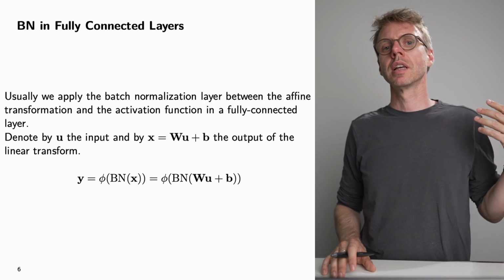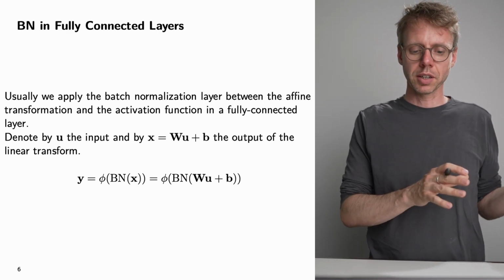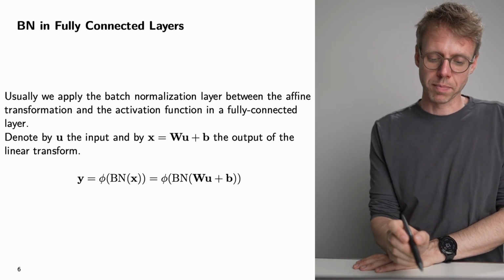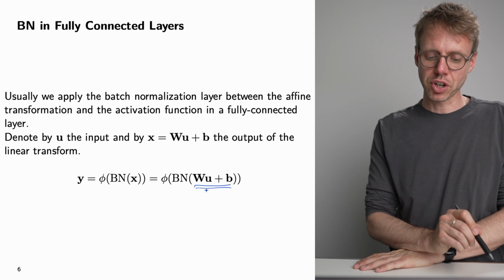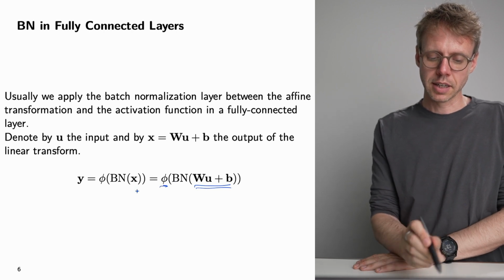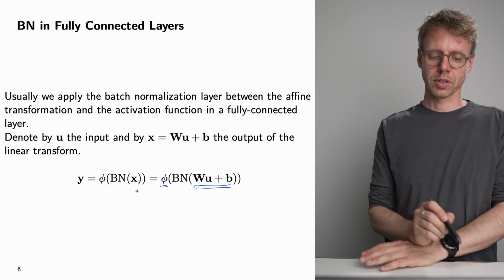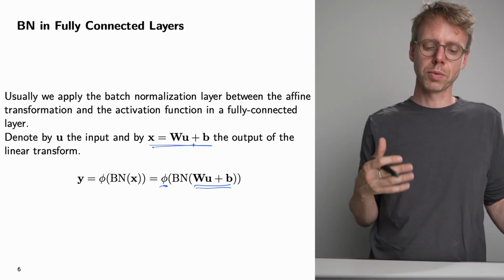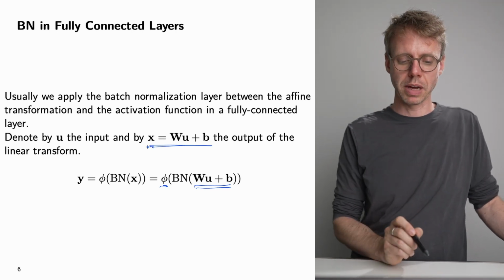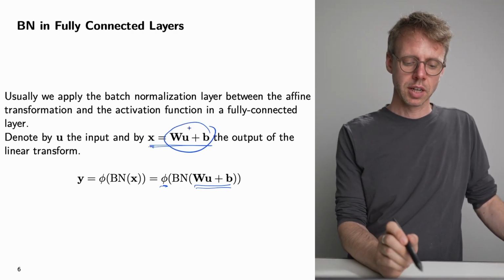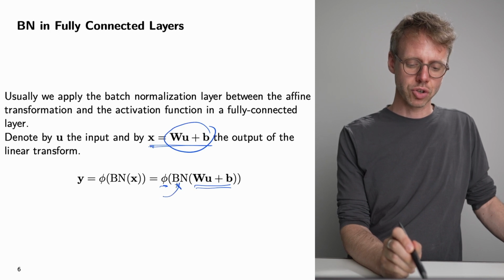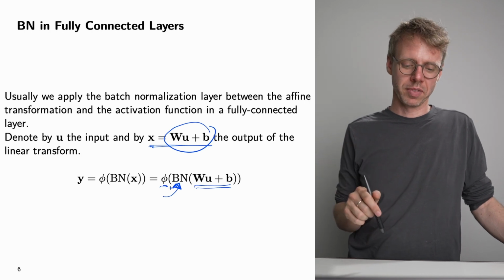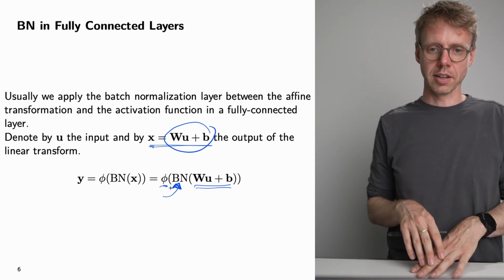For example, if we use a fully connected neural network, then we would typically apply batch norm between the affine transformation and the activation function. So if x equals Wu plus b, where x is the input to batch norm, this is the affine transformation, then we would actually apply batch norm in here. So it's sort of in the middle of the fully connected layer that we're introducing this additional layer.